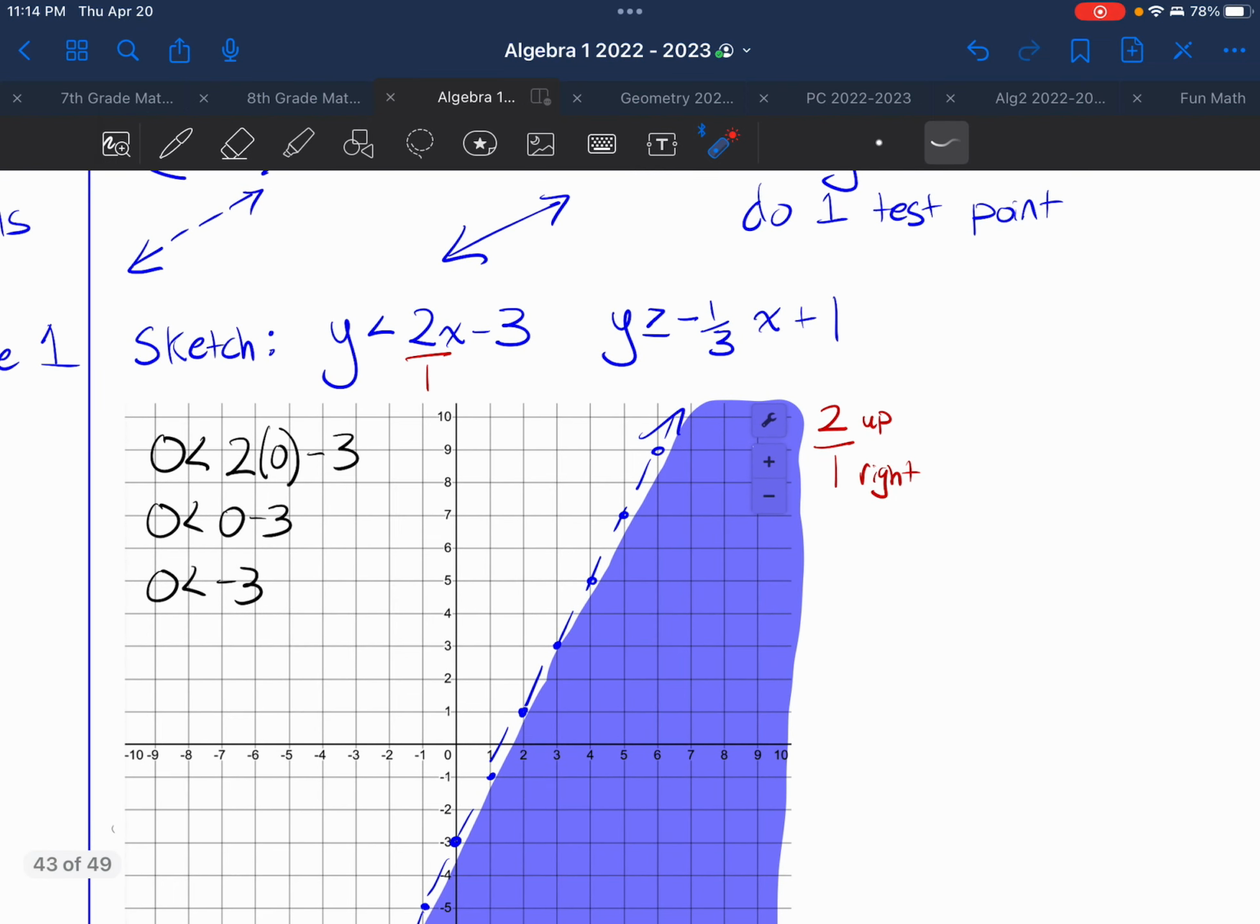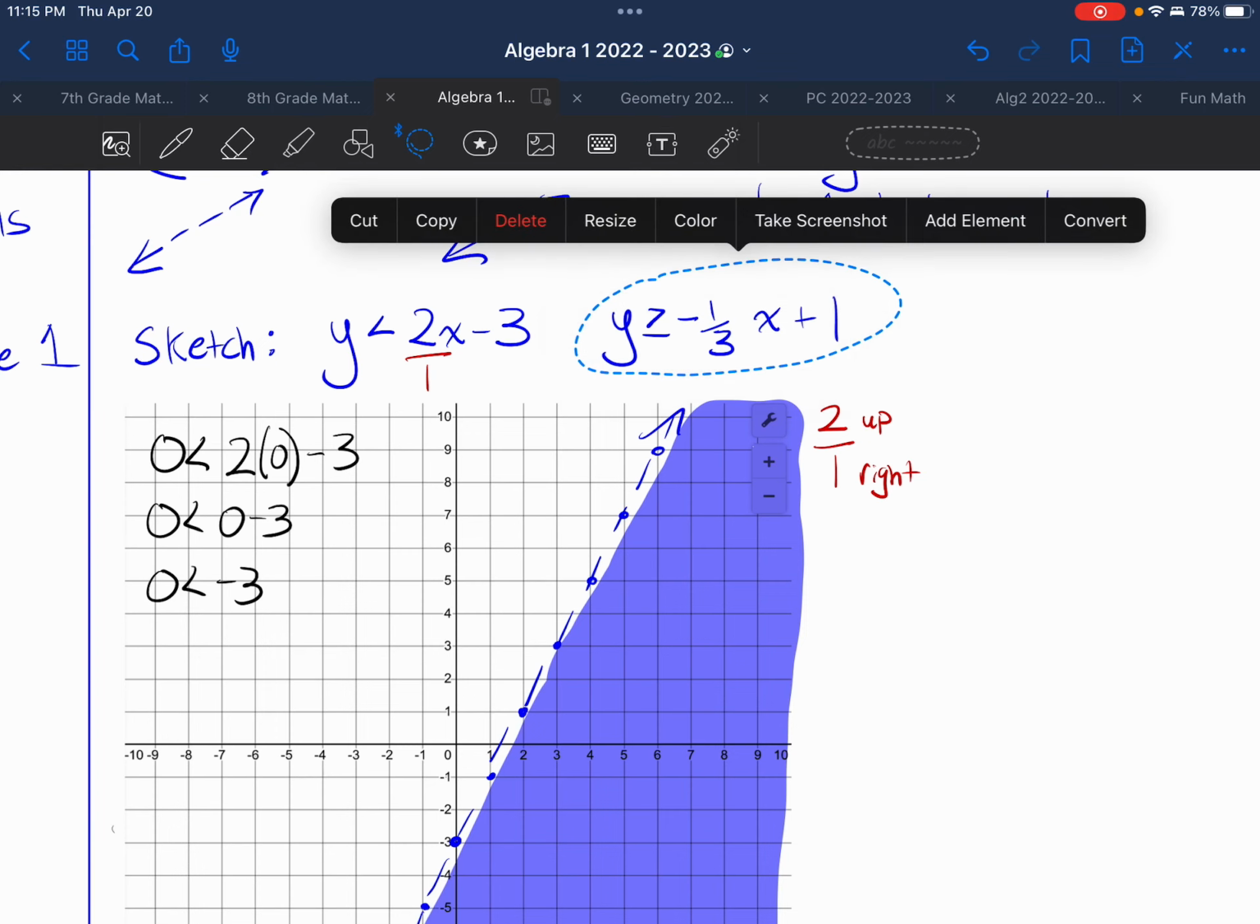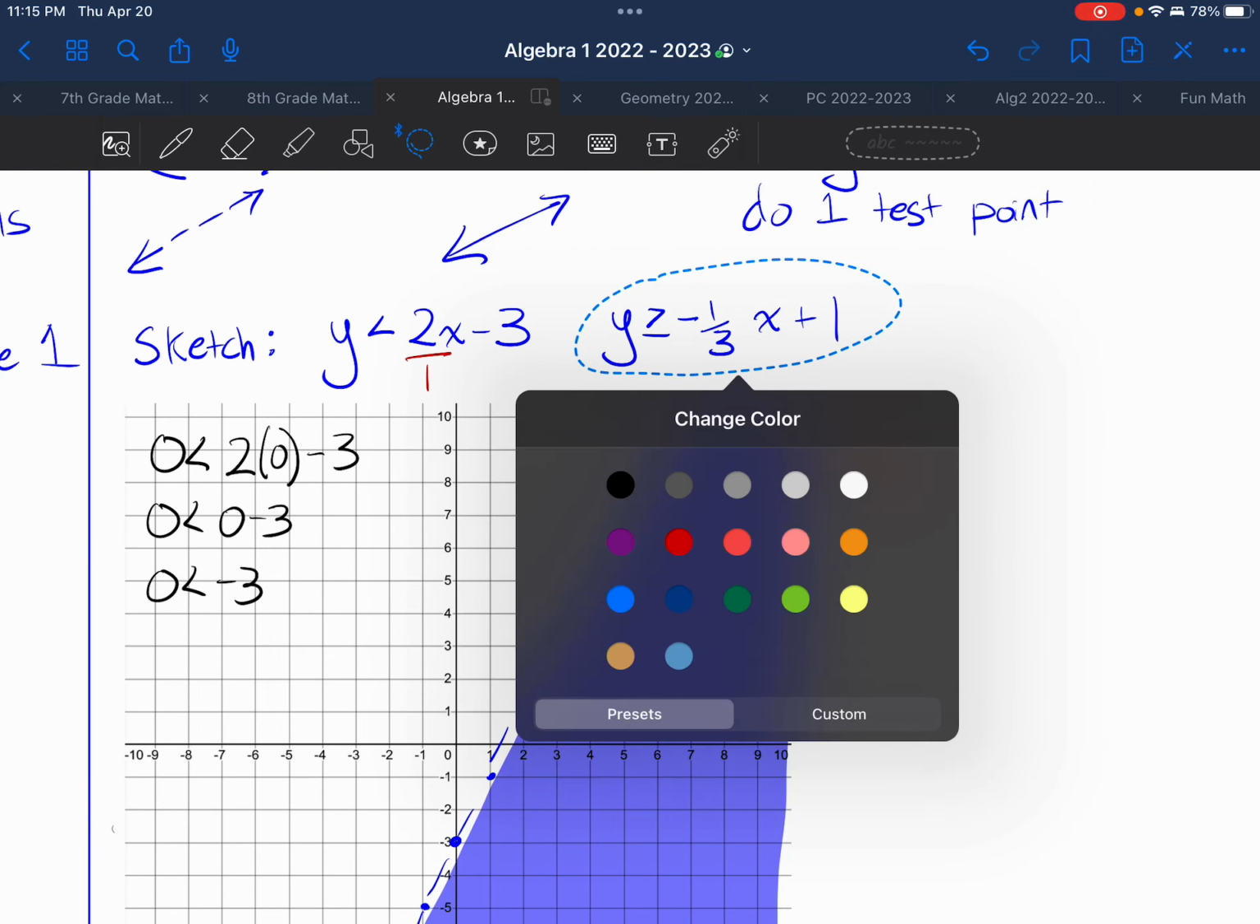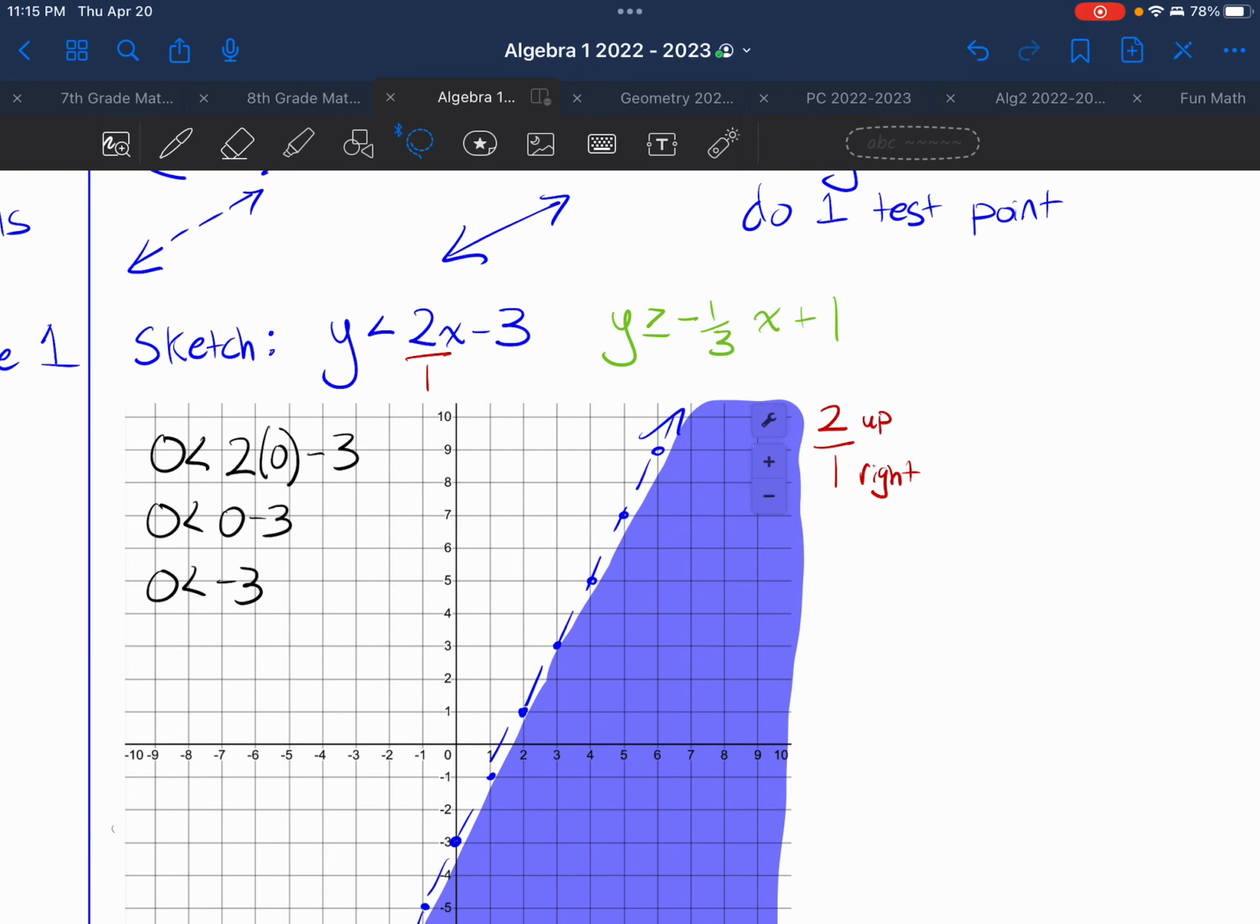Okay, then from there, I'm going to graph the next one. So just for clarity, I have colors, so I'm going to go ahead and make you another color. I'll change the color to, say, green. So when I'm doing this one, again, I'm graphing it. I'll graph it in green.